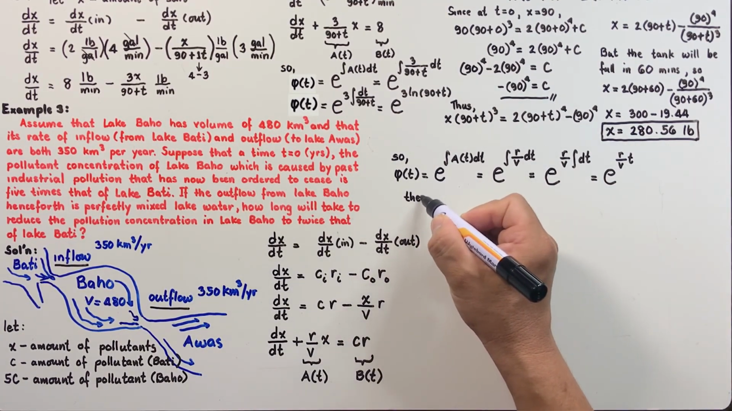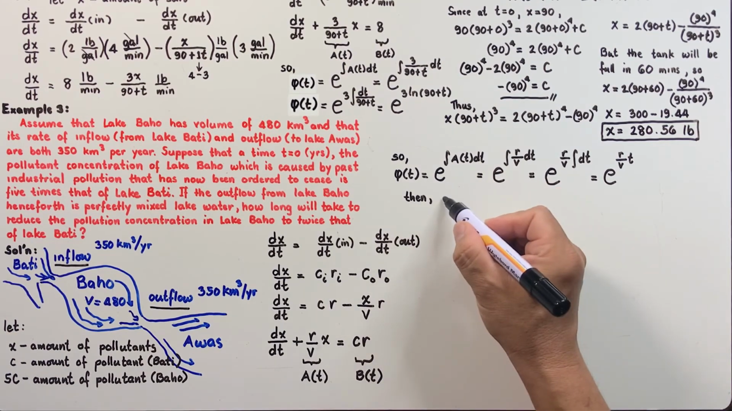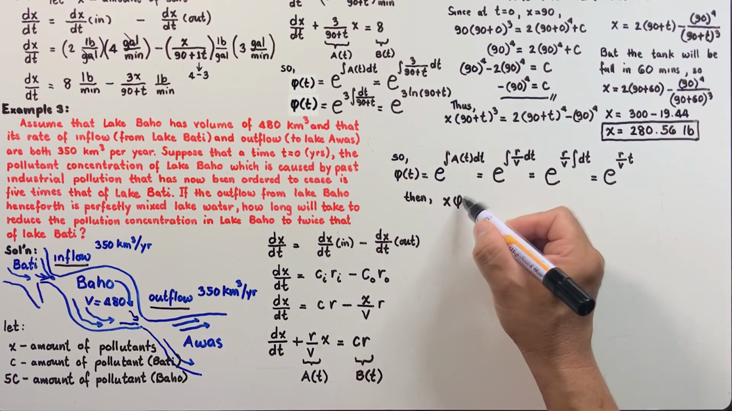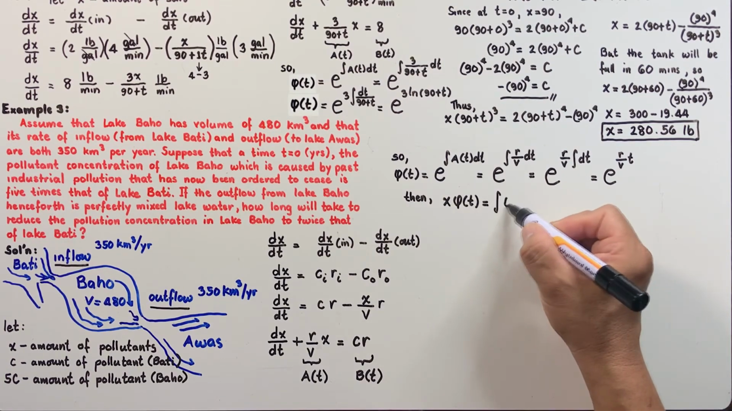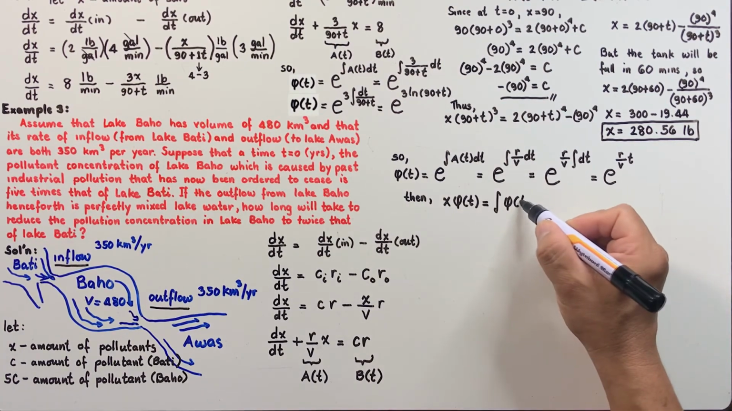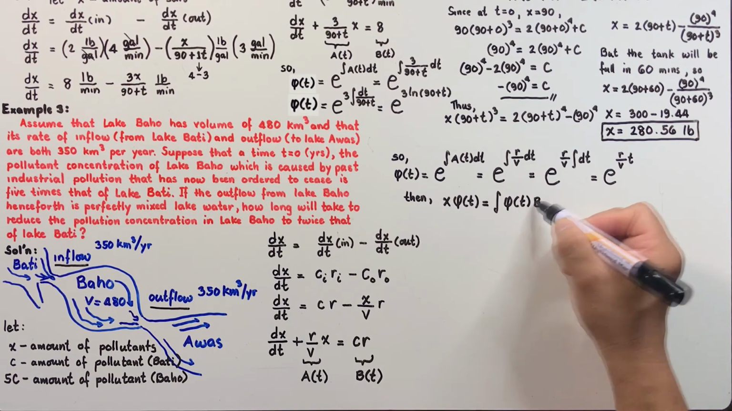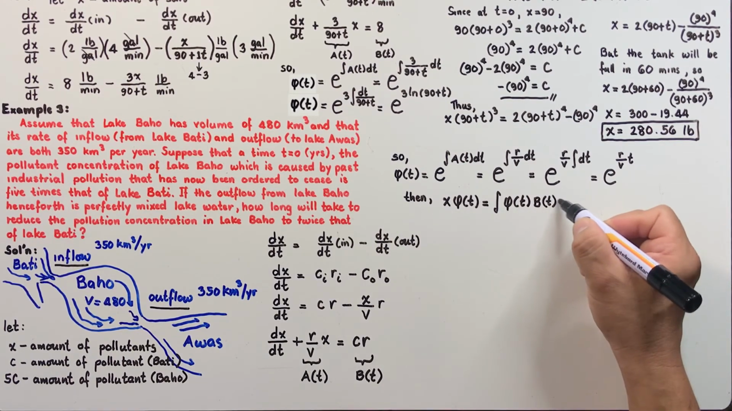Then we can write our solution as x times the integrating factor phi(t), which is equal to the integral of the integrating factor phi(t) times b(t) dt.